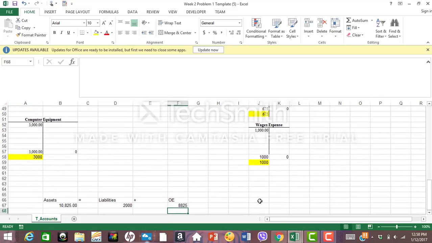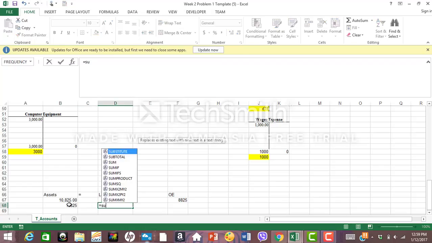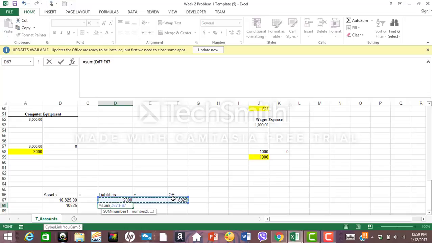And I would enter it. So 8,825. So this 8,825, which is under assets, has to be equal to your liabilities plus owner's equity, which is the sum of these two, and it's the 8,825.